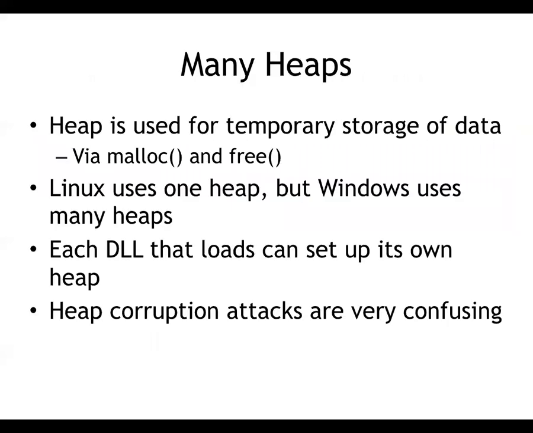All right. There are a lot of heaps. When you need to store data temporarily in C code, you use malloc to allocate some space, and then when you're done with it, you free it with free, so that space can be reused. And this is done a lot to make programs consume less RAM. Linux has one heap, but Windows has many heaps. Windows heaps are quite complicated. You can do heap overflows and heap corruption attacks on Windows, but they are pretty confusing, and Microsoft has very good heap defenses, especially in the latest version, because of the Blue Hat contest.